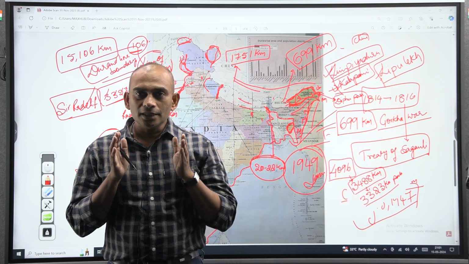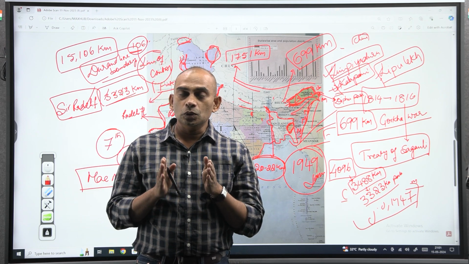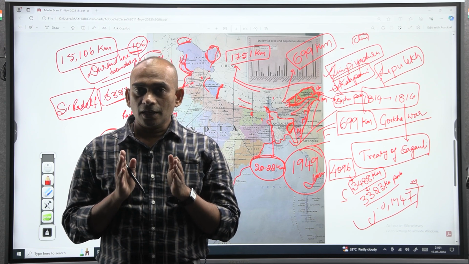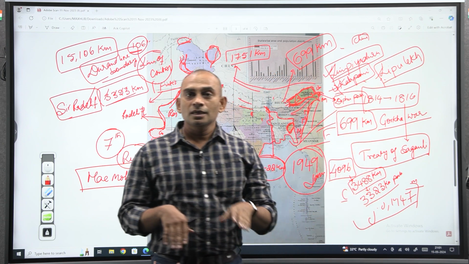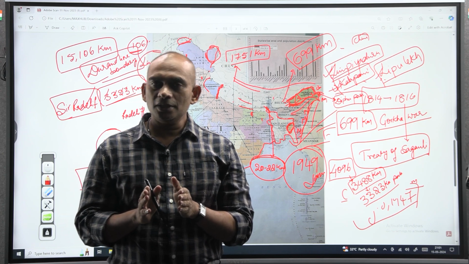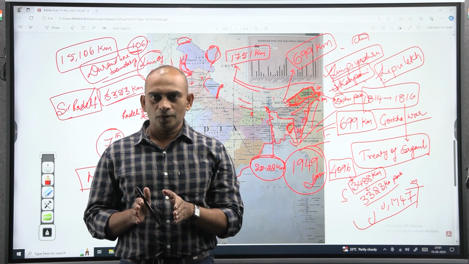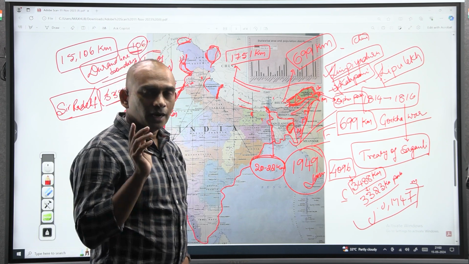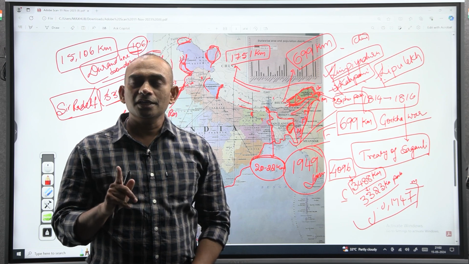Lipulekh is the pass which gives a route to the Kailash Manasarovar Yatra. For that Kailash Manasarovar Yatra, this is the pass. And the Kali river originates in the Limpiyadhura region, and Kalapani is also located near that location.